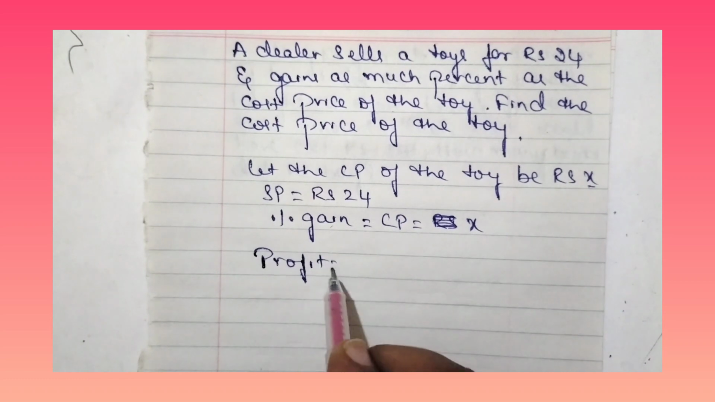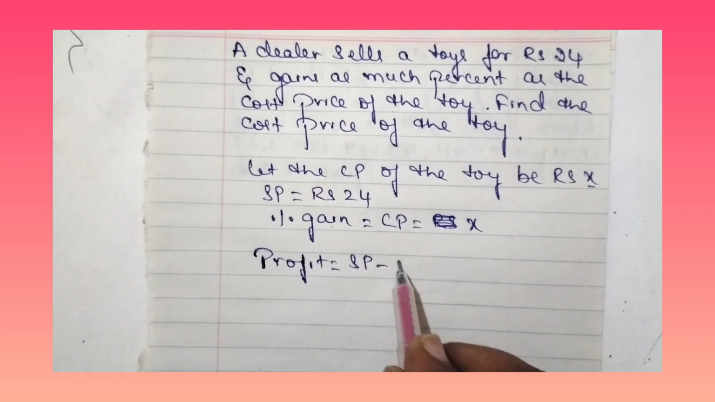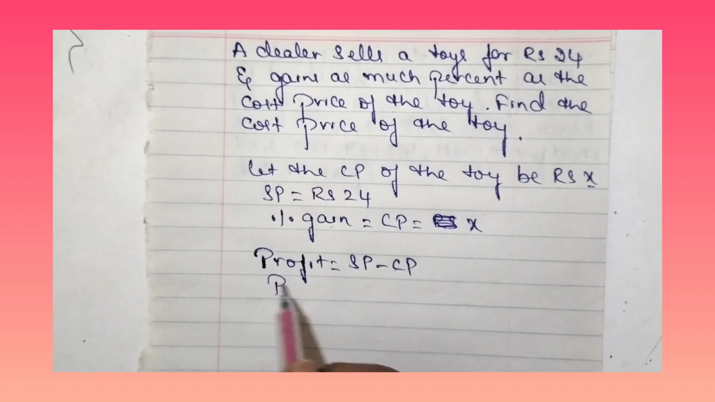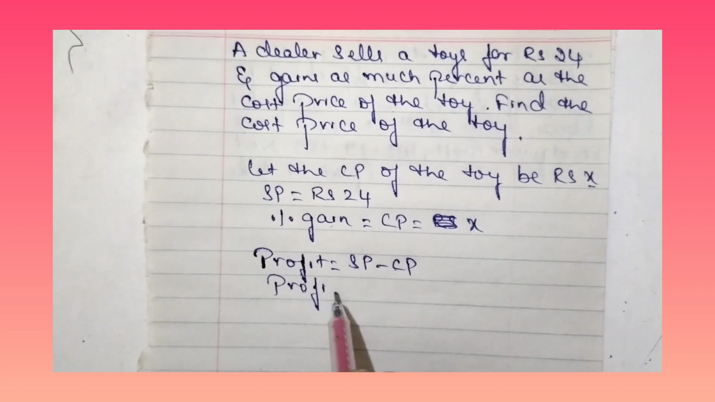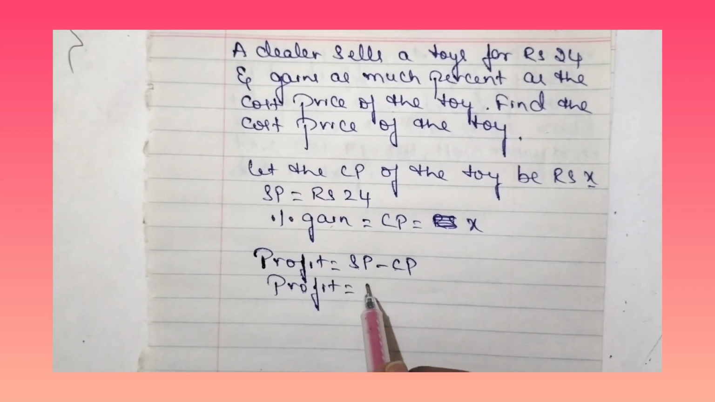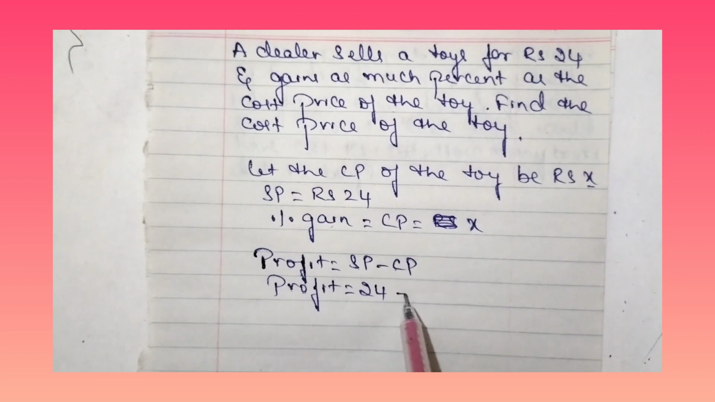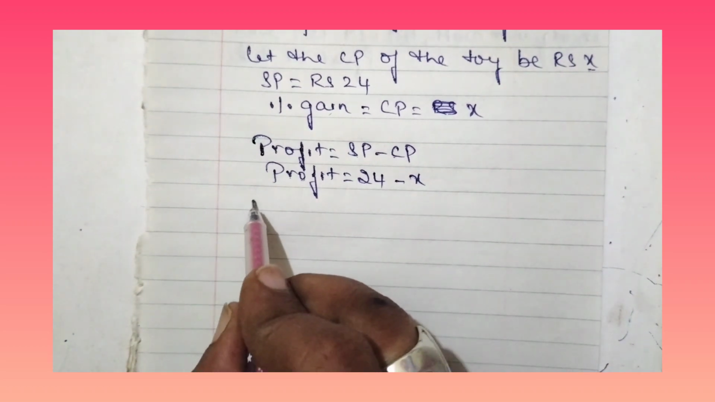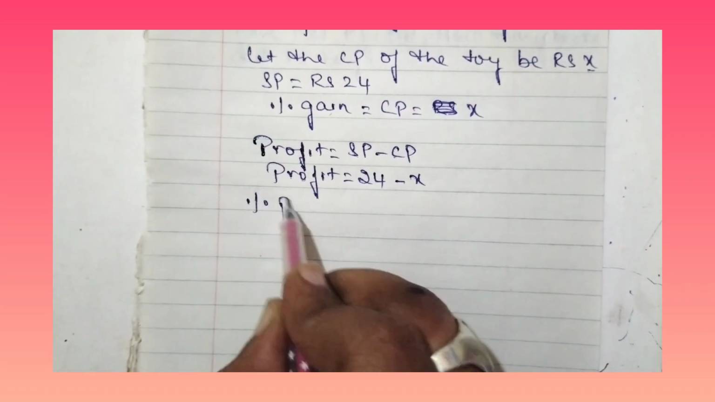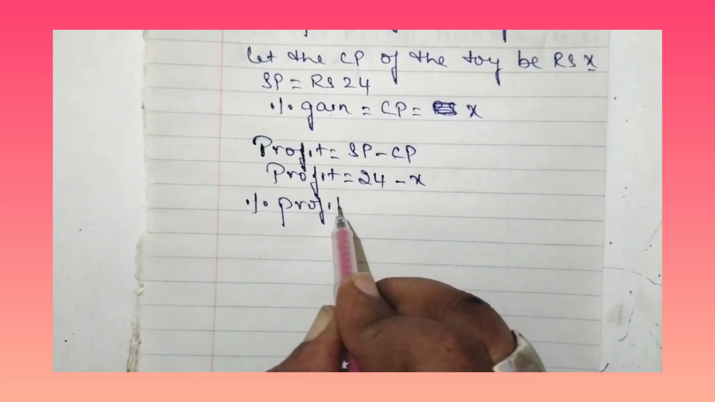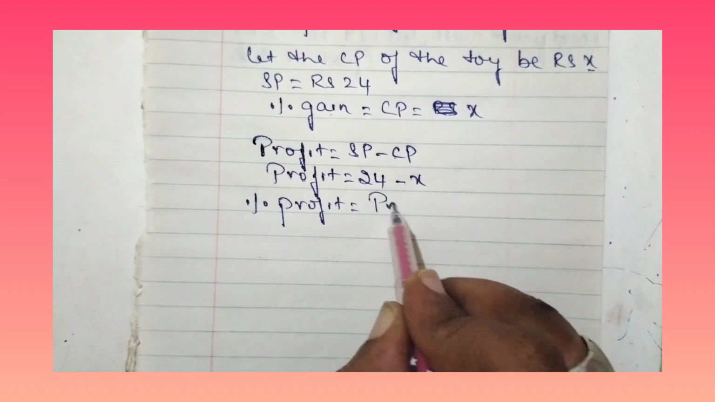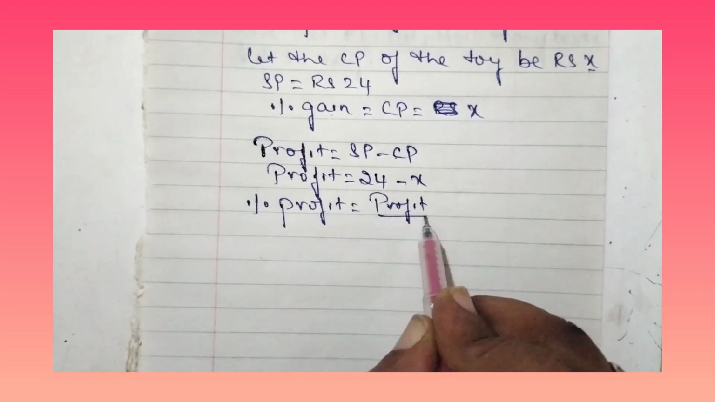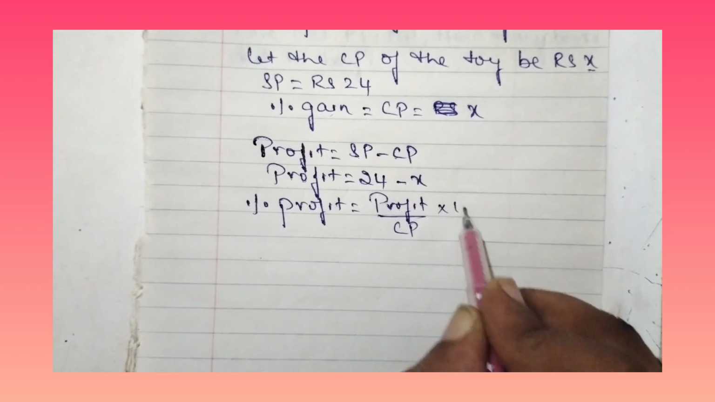So profit is equal to SP minus CP. SP is selling price and CP means cost price. The selling price they have given is 24, minus cost price X. Therefore profit is equal to 24 minus X. Now let us write the formula for percentage profit. So percentage profit is equal to profit divided by CP into 100.